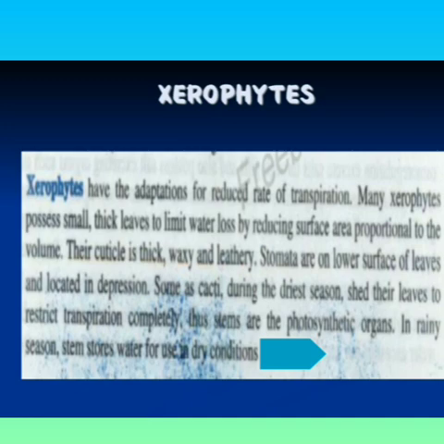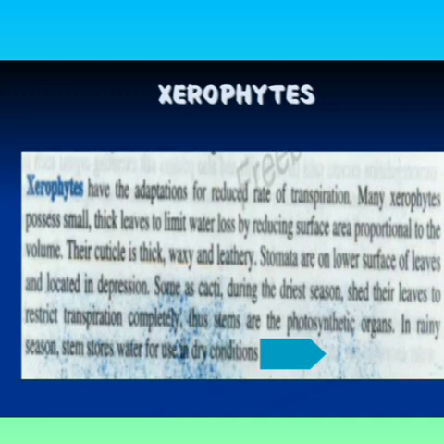So they have thick waxy cuticle on the top, and the stomata are also present, but they are located in the depression. Their leaves are scaly or needle like, so they reduce the rate of transpiration. Xerophytes have adaptations for the reduced rate of transpiration. Many xerophytes possess small, thick leaves to limit water loss by reducing surface area proportional to the volume. Their cuticle is thick, waxy and leathery. Stomata are on the lower surface of the leaves and are located in the depression.